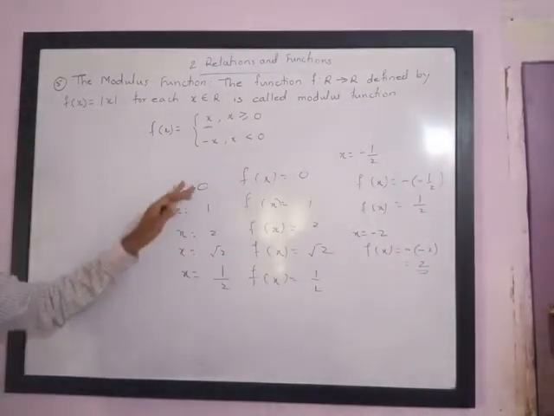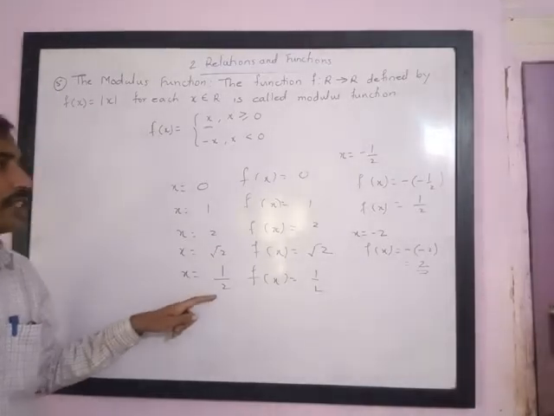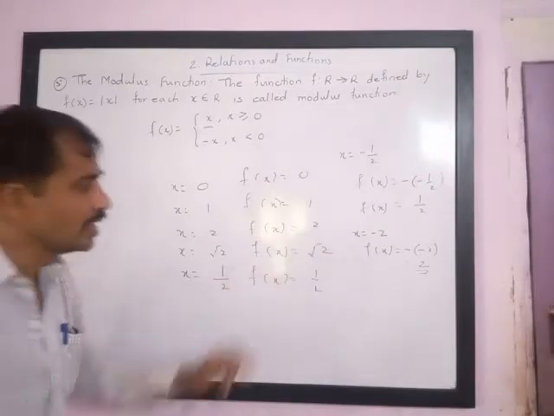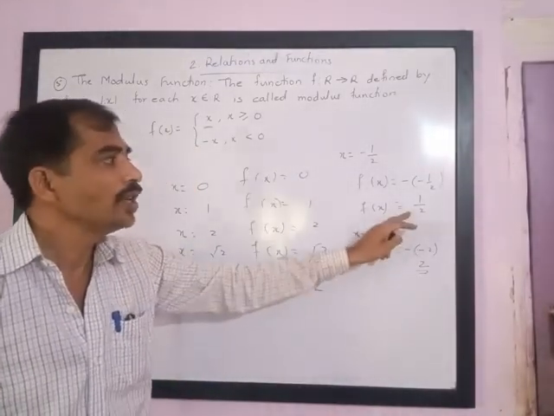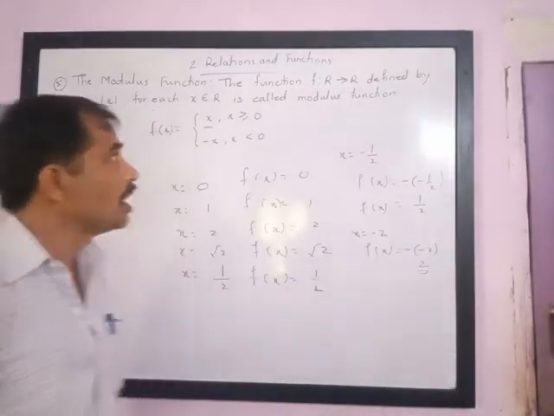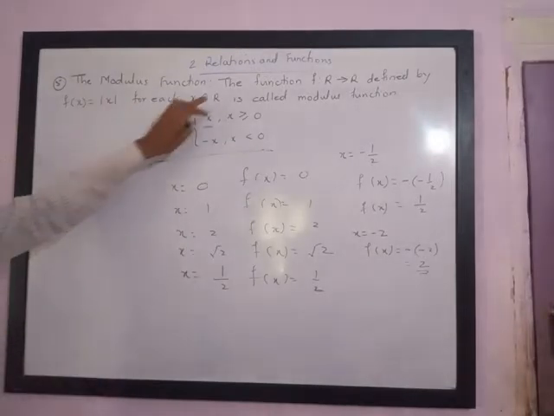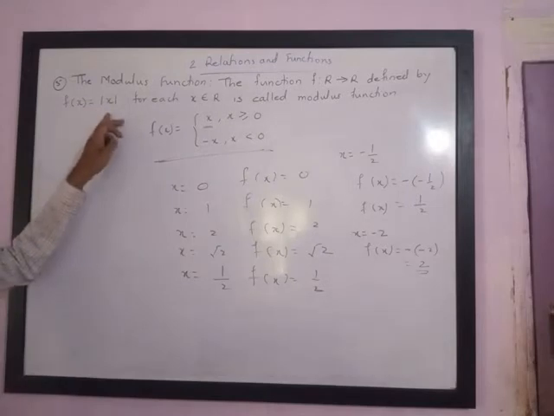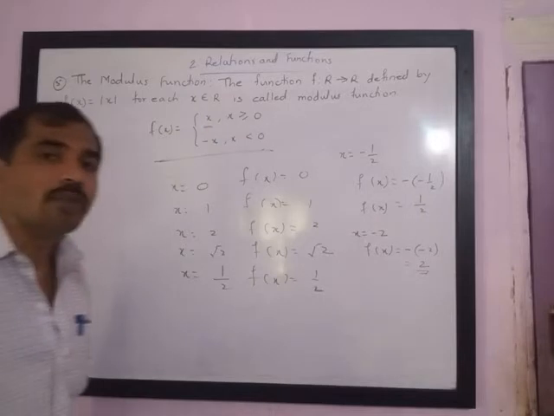x can have any value, that is, any real number. It can be an integer, an irrational number, or a fraction. But you will notice that f of x is always a positive real number. This is the definition of the modulus function: the function from real numbers to real numbers defined by f of x is equal to the absolute value of x for every x belonging to real numbers is called a modulus function.